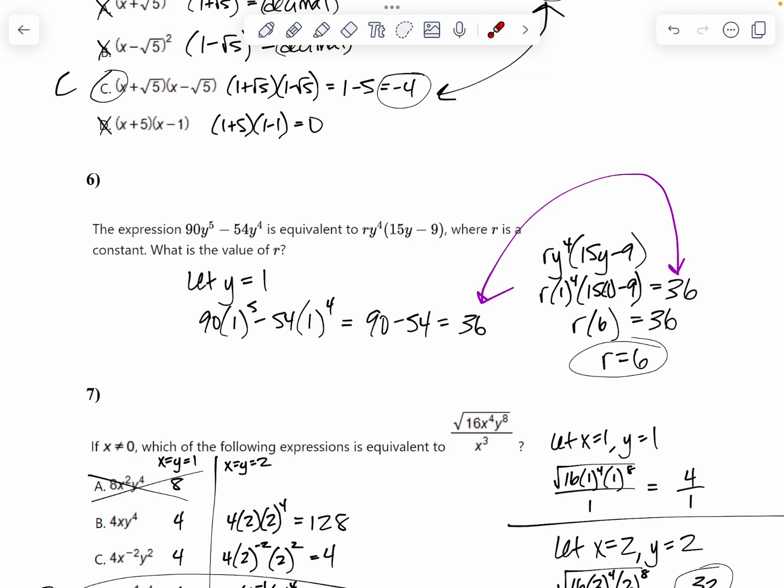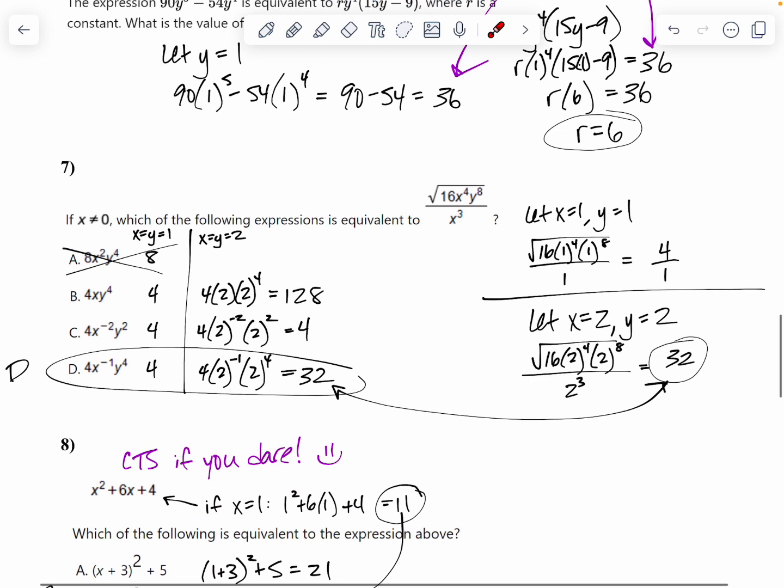And I can simplify this. 1 to the 4th is still just 1. 15 minus 9 is 6. I still have this r hanging out, but I end up with an answer for r. Weird. Cool. So I guess I would type 6 and move on to the next question. Okay, kind of a weird question, but this is a pretty fun trick. Let's look at number 7.